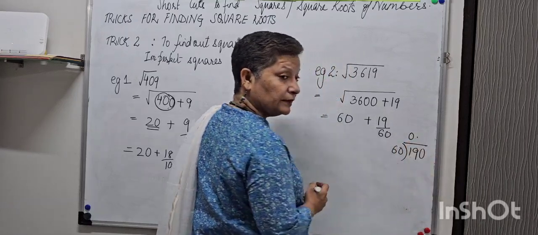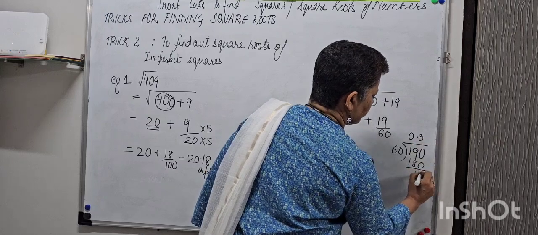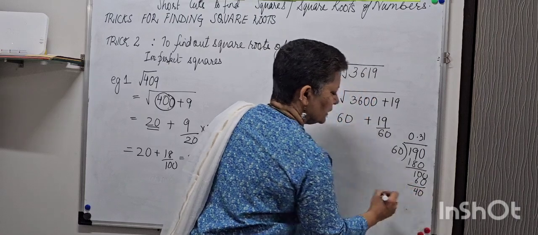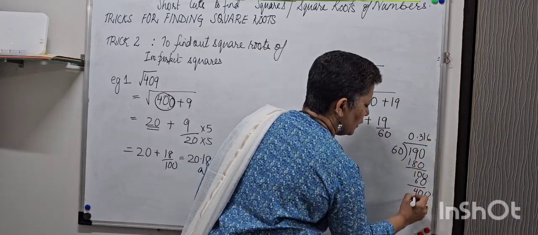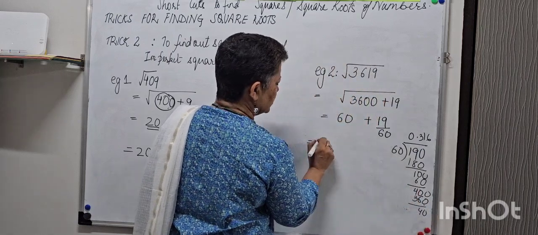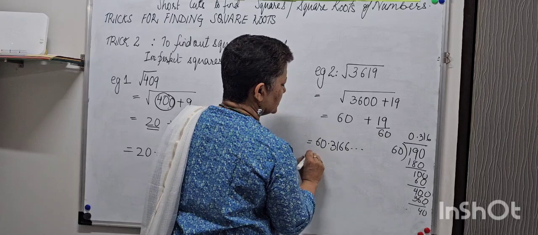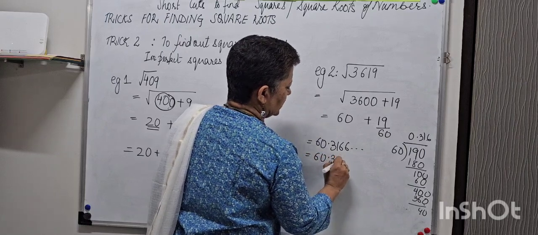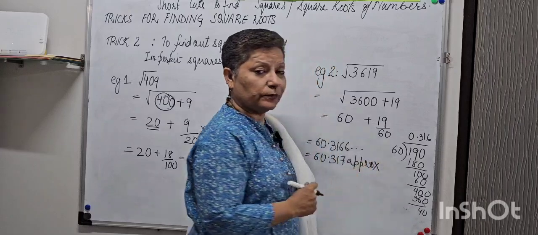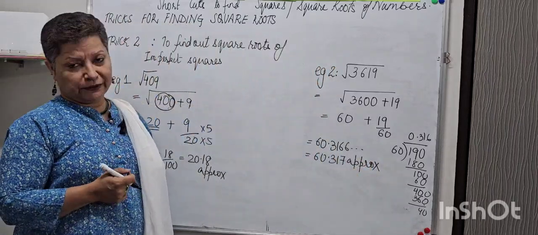I get 190 here. So that's 3, that's 1. Now if I put this, it is 6. I'm not going to go beyond that because it's going to be a couple of sixes. So this is 60.3166, etcetera, which is 60.317 approximately. So this is the way you find out your square roots for your imperfect squares.